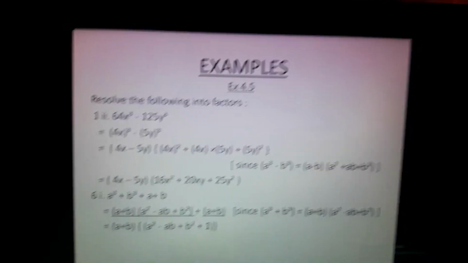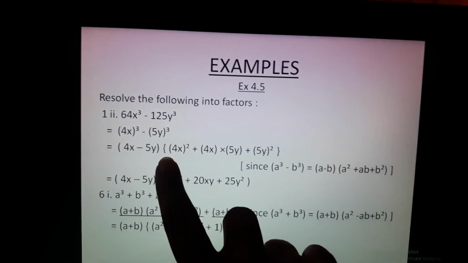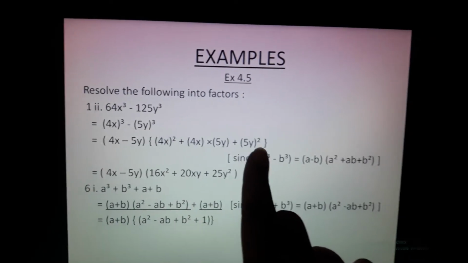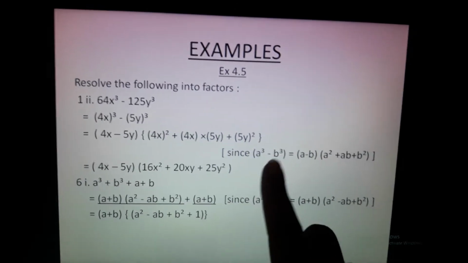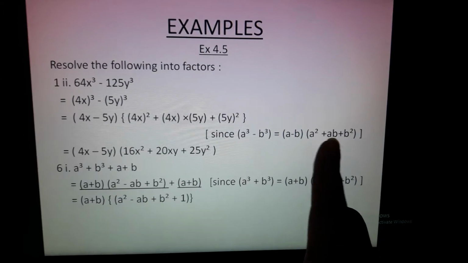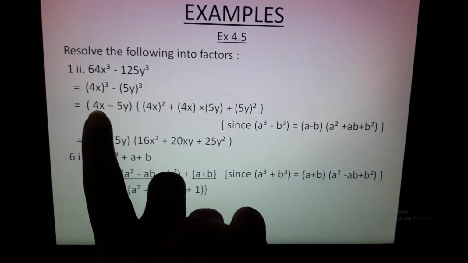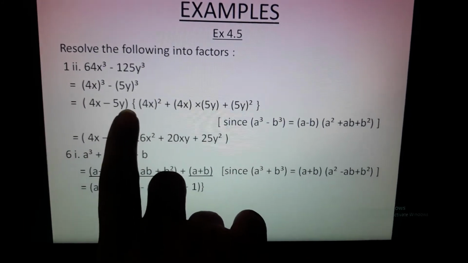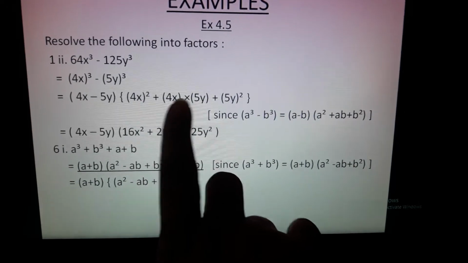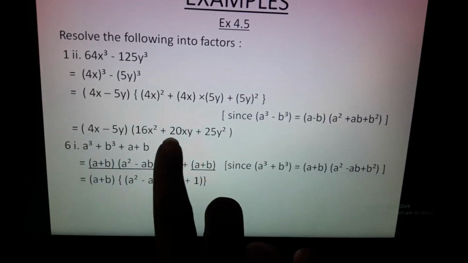So if we write the factors, we are getting 4x minus 5y. We open a curly bracket: 4x whole square plus 4x into 5y plus 5y whole square, and we close the bracket, since a cube minus b cube is equal to a minus b into a square plus ab plus b square. So here a is equal to 4x, so a minus b means 4x minus 5y, a square means 4x whole square, plus a into b means 4x into 5y, plus b square means 5y whole square. Now you will open the bracket.